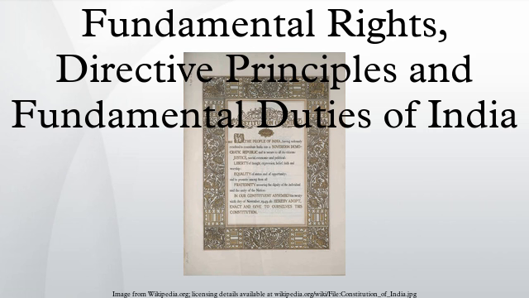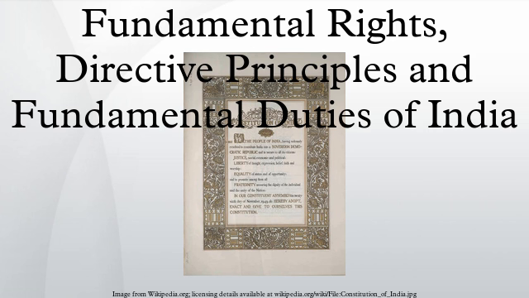Article 47 commits the state to raise the standard of living and improve public health, and prohibit the consumption of intoxicating drinks and drugs injurious to health. As a consequence, partial or total prohibition has been introduced in several states, but financial constraints have prevented its full-fledged application. The state is also mandated by Article 48 to organize agriculture and animal husbandry on modern and scientific lines by improving breeds and prohibiting slaughter of cattle.